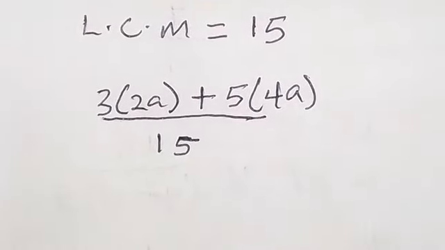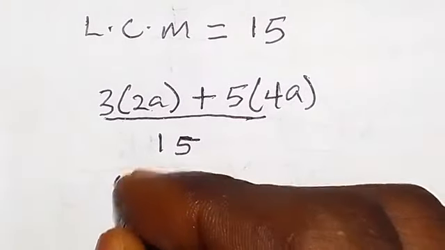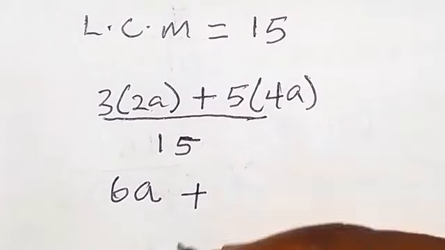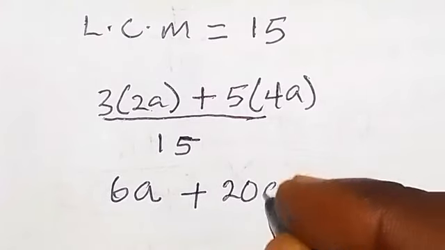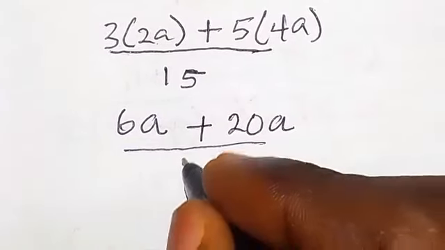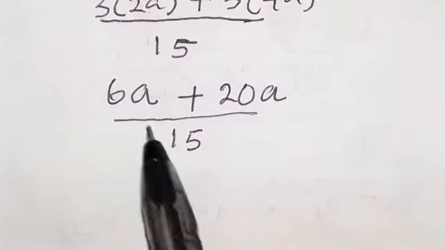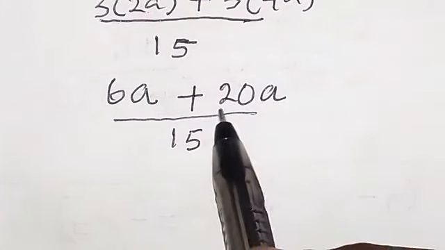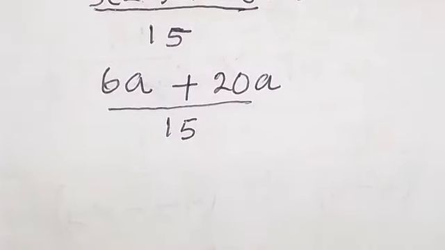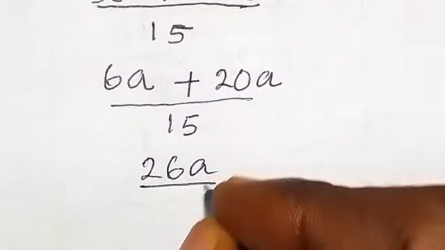Then we can simplify further. 3 times 2a, that will give us 6a. Then plus 5 times 4a, that will give us 20a. Then we divide that by what we have there, that's 15. And we can now add, because we have 6a, then 20a. Of course, they are like terms. We can add them together, and that will be 26a. So we have 26a over 15 there.